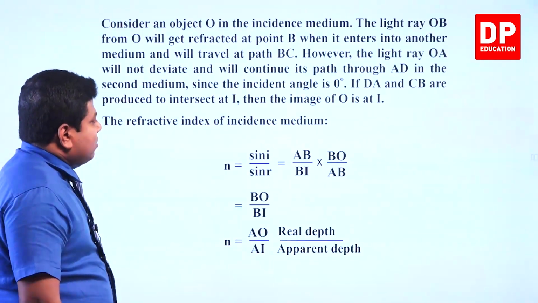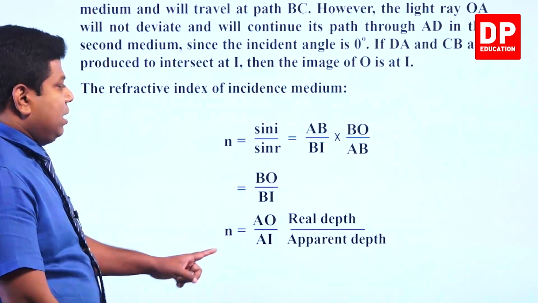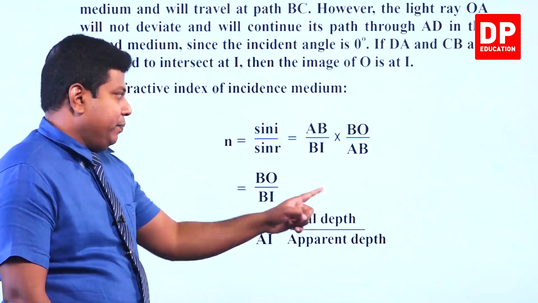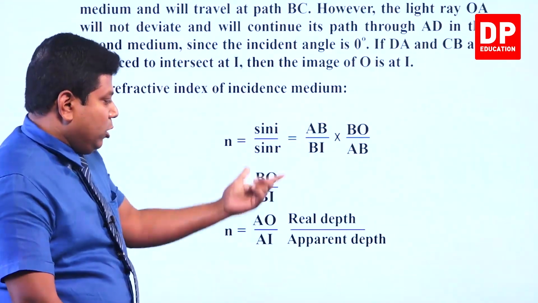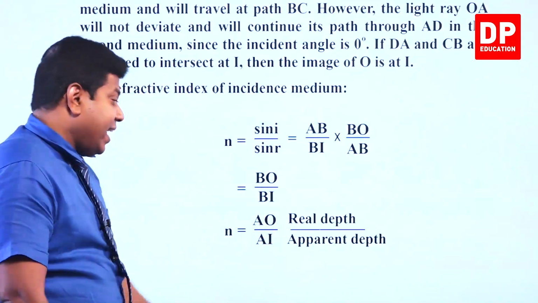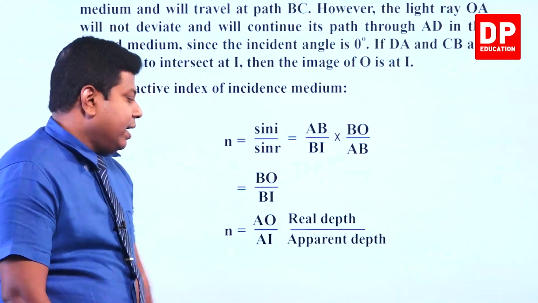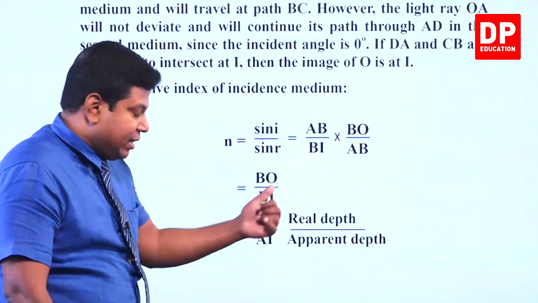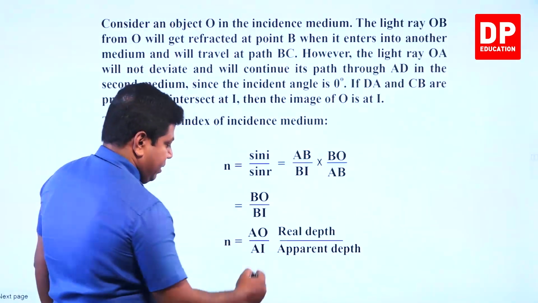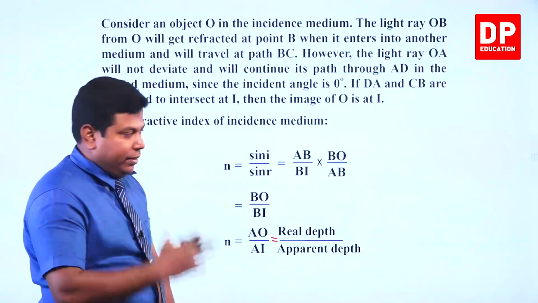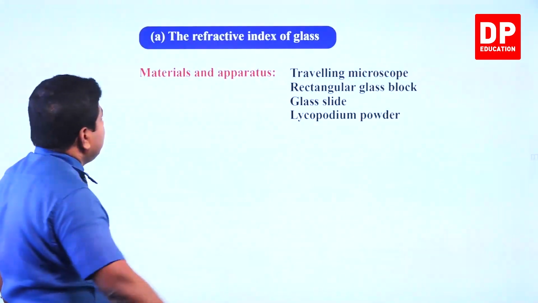The refractive index of incidence medium N equals sin i over sin r, AB over BI, BO over AB, AB cancelled, we get BO over BI, I showed you this. And then I explained how BO becomes AO and BI becomes AI, because of that real depth divided by apparent depth equals N. Clear? That's the theory. Now, experiment.